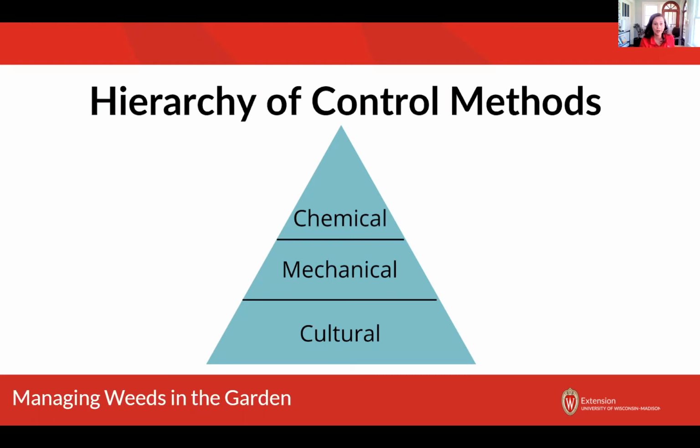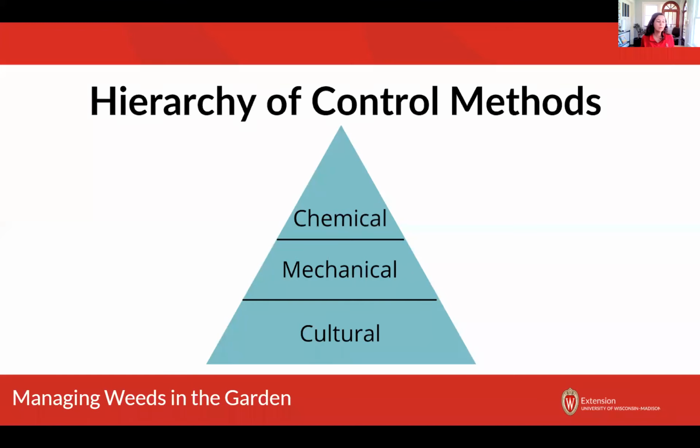So you want to start with the bottom up. Your cultural methods are going to be basically anything that you're doing to grow your plants that discourages competition from the weeds. That's going to include things like proper plant spacing, keeping your plants healthy, because healthy plants are going to be less susceptible to the pressures of competition for resources. We want to make sure mulching is in our toolbox. And then also keep in mind, cultural methods work really, really well when we're dealing with annual weeds.